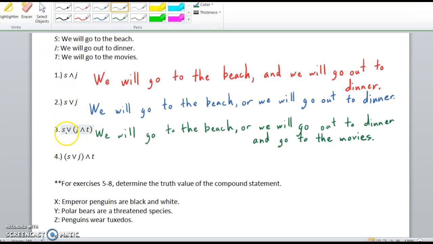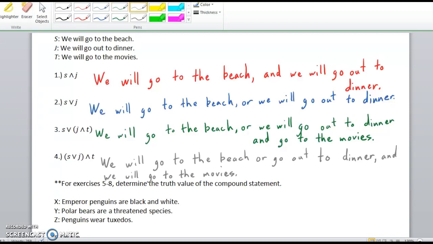Number 3 says S or J and T. So we will go to the beach or, now I'm going to combine my J and T, we will go out to dinner and go to the movies. I'm just combining my J and T with my "and" and having my "or" in the middle there. And lastly, number 4, I have S or J, and T. So we will go to the beach or go out to dinner, and we will go to the movies. At this time, you can pause and finish writing these down, and then move on to your next set, 5 through 8.